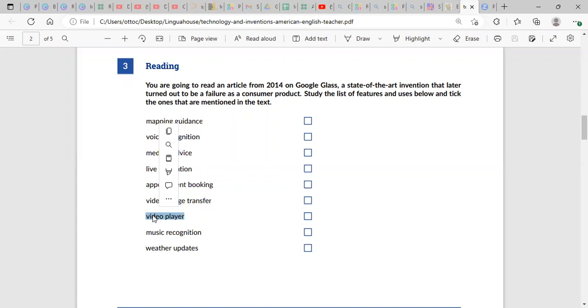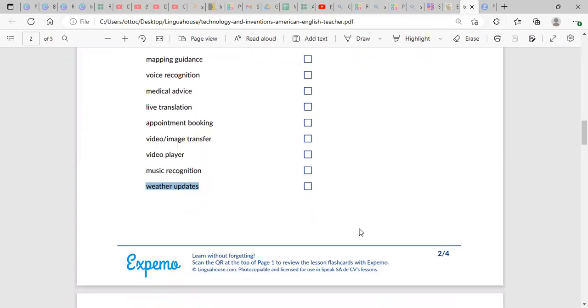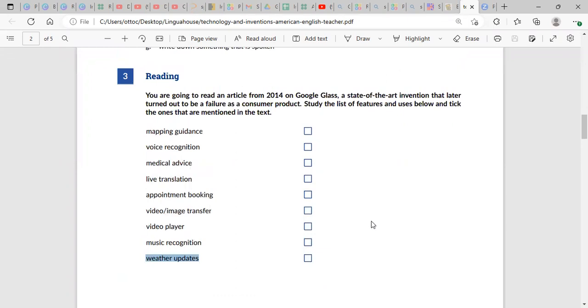Video player. VLC. YouTube. Okay, good. Netflix. It used to be, but now it is totally outdated, okay? Yes. Music recognition. Oh, Shazam is music recognition, okay? Siri. Weather updates. Which one? Google, Siri from iOS. Okay, good. And what about weather updates? Google. Google weather, okay. Very good. Excellent, guys. Very good. So all of these are features.